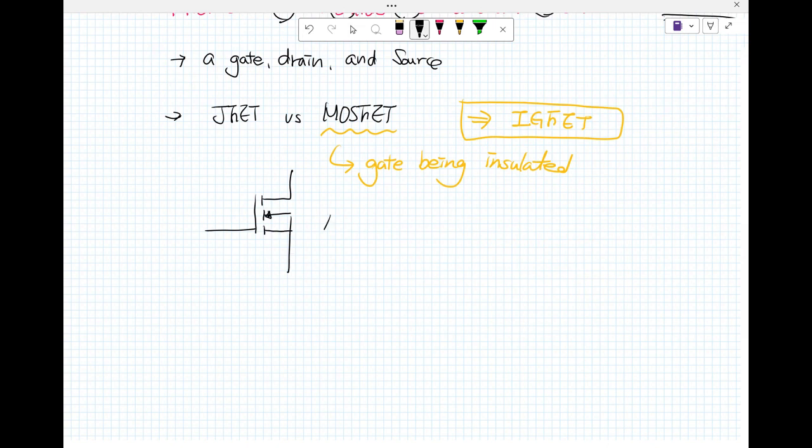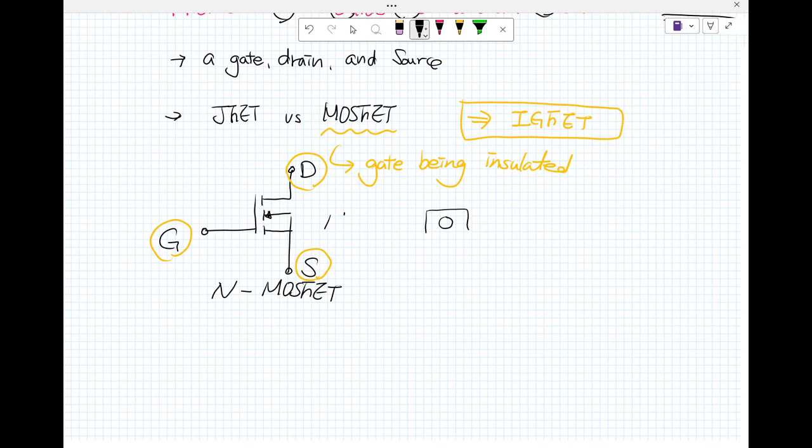The arrow points inward for the N-channel MOSFET. That part is the drain, source. That is the gate. Drain, source, gate. And also here is the MOSFET like this one. This is the three legs.